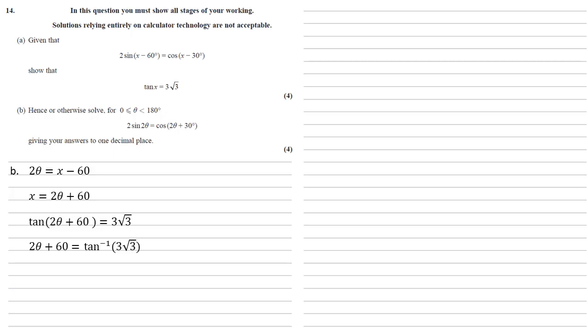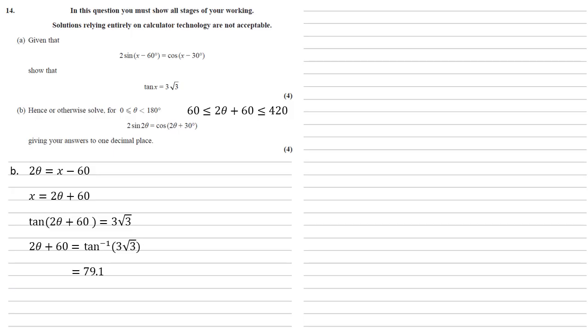We now just need to check for bounds. So theta is between 0 and 180. So to find our new bounds for 2θ + 60, we're going to multiply each side by 2 and add the 60. So 2θ + 60 must be between 60 degrees and 420 degrees. Our first value, if we put inverse tan 3 root 3 into the calculator, it will give us 79.1 degrees. Now remember, tan repeats itself every 180 degrees. We can just check the lower bounds.